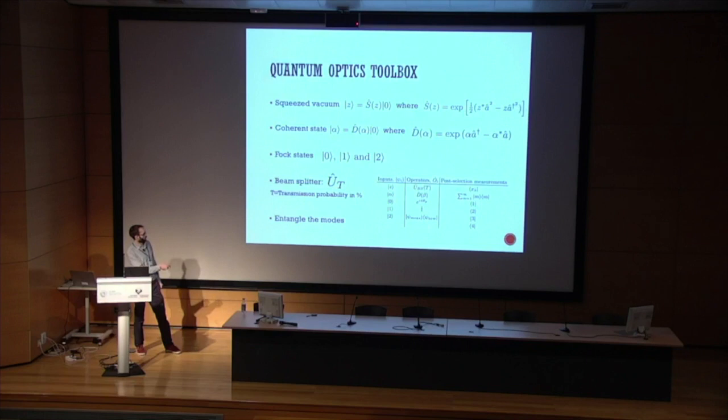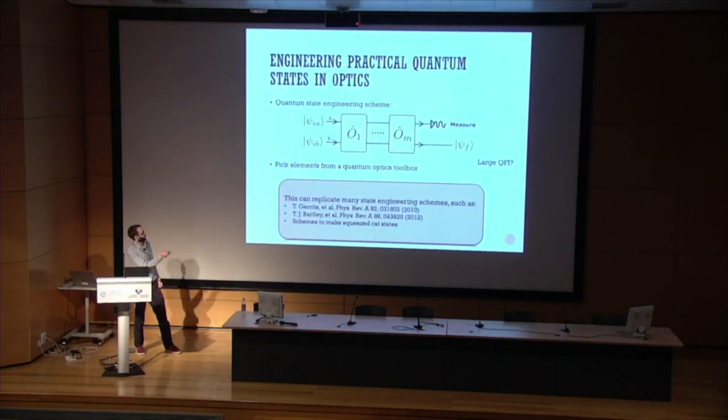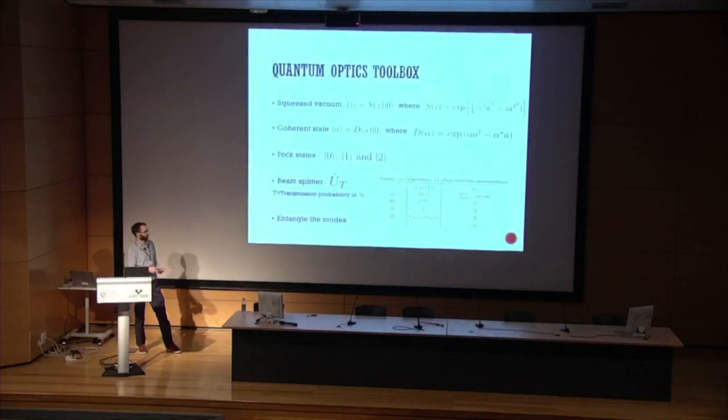As for the operators that you can do, I'm not going to introduce all of these, but the most important one is the beam splitter, because the beam splitter entangles the two modes together. And generally, what we want to do is entangle the modes together, and when we do the measurement, that often gives us a good state at the end. So this beam splitter is really important.